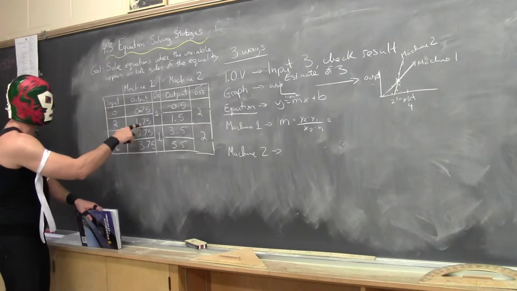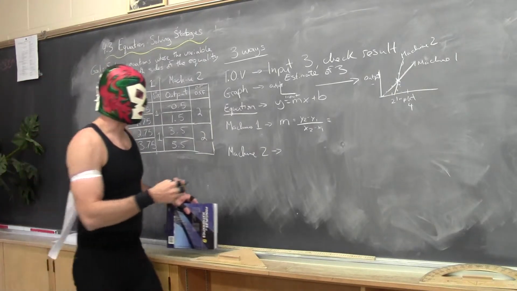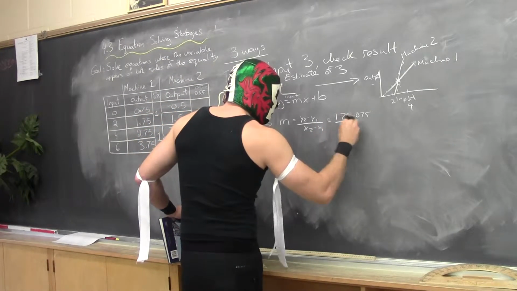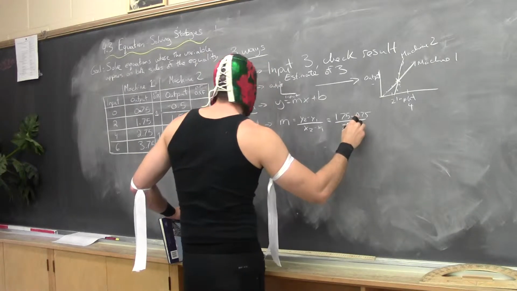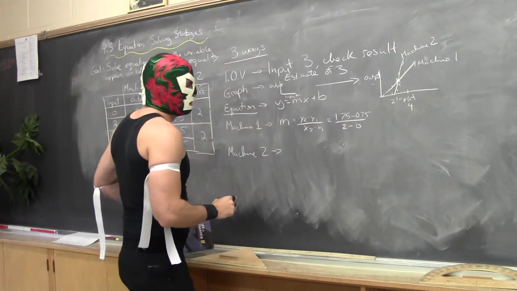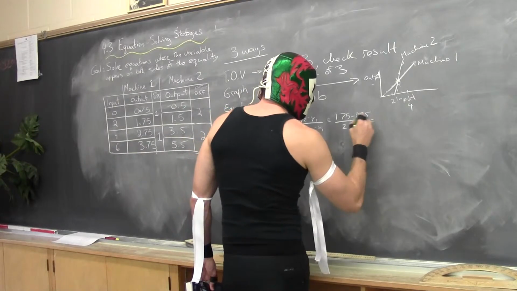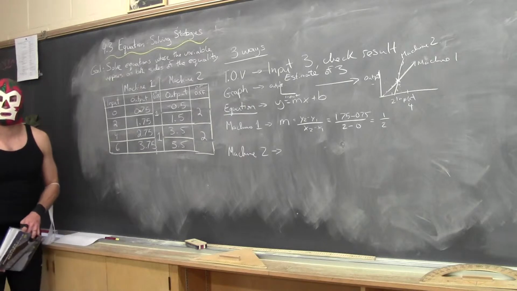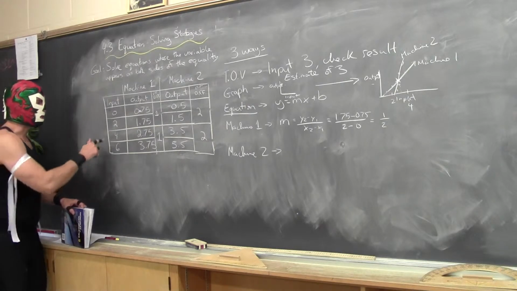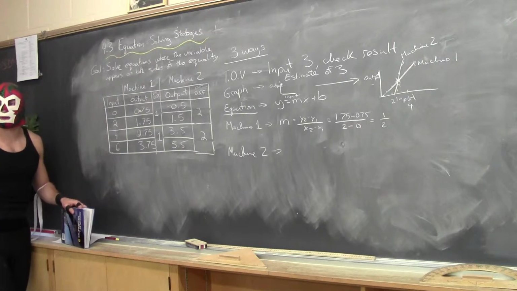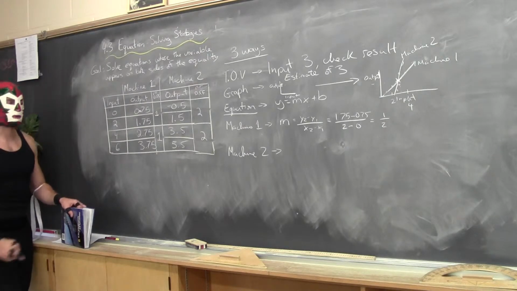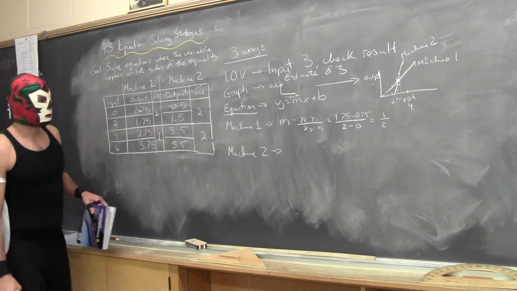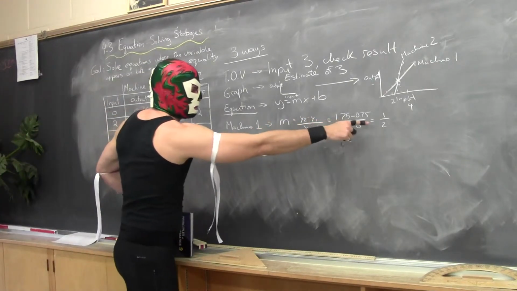Good, so we're going to do 1.75 minus 0.75 over 2 minus 0. So he said 1, but it looks like in actual reality it's a half. And that's understandable because typically we move up by 1 in the input column. In this case, we're moving up by 2. That's why we do need to divide it by 2. So the slope for machine 1 is 1 half.